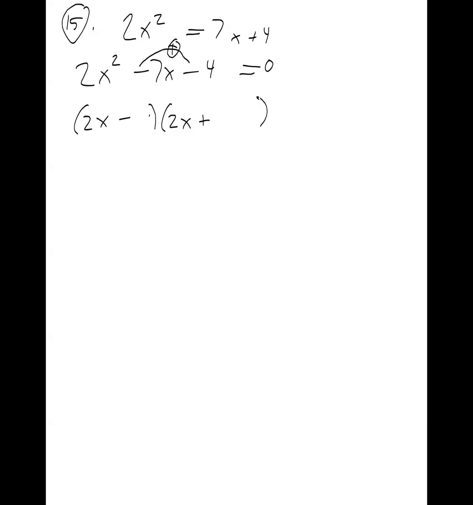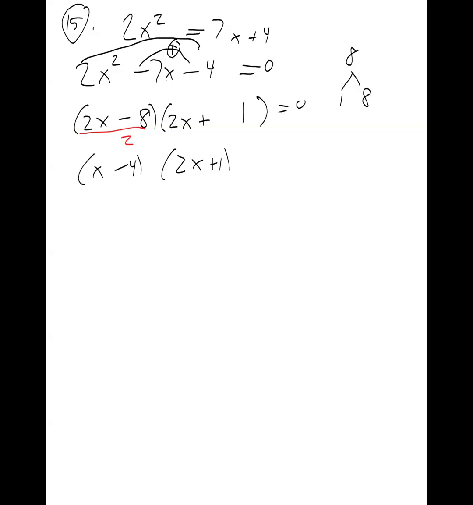Now multiply the first number 2 times the last number 4 and get 8. Break that down until something adds up to 7, so maybe 1 and 8. If I put the 8 first and the 1 there, now you have a negative 8 and a positive 1, which adds up to negative 7, just like the original problem. Now we need to get rid of the extraneous factors, so divide this by 2. Presto. Then you get x minus 4 times 2x plus 1.